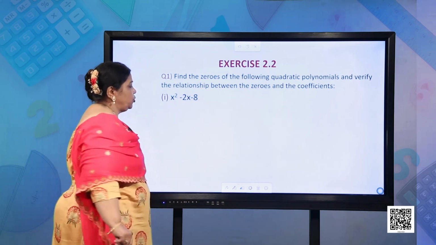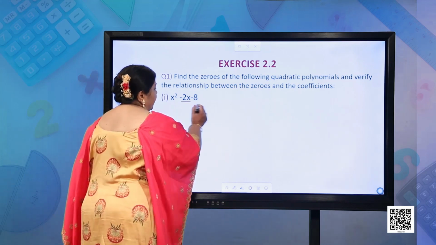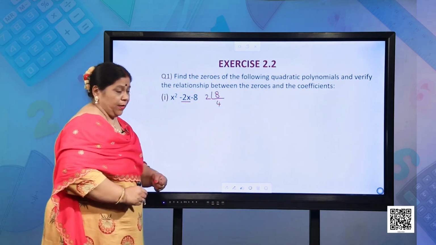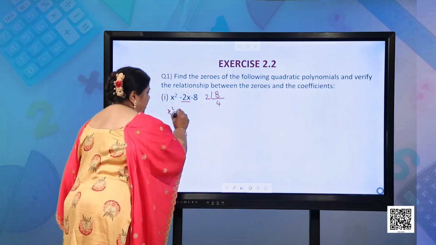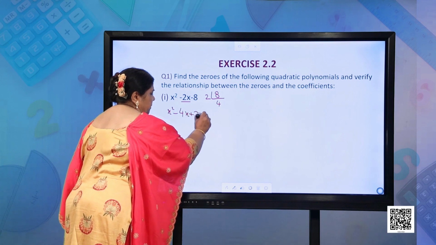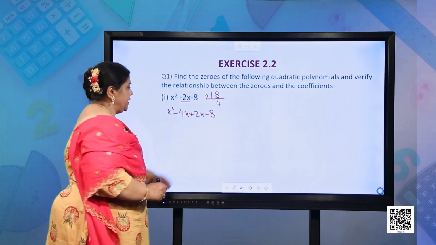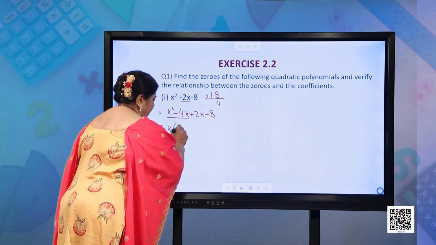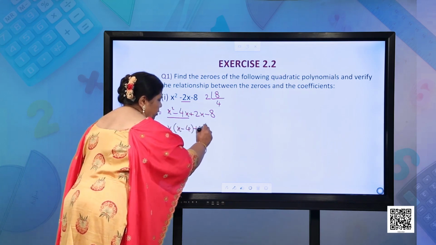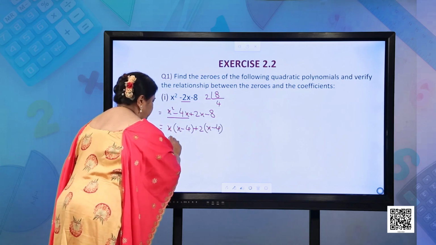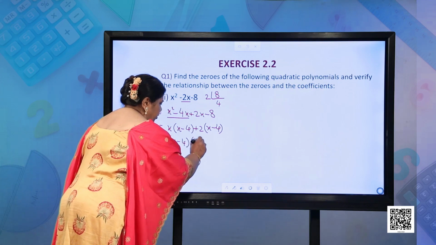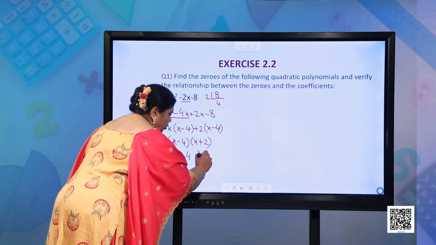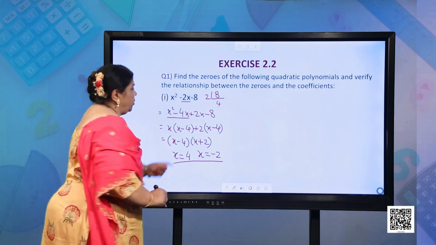So, our question is x square minus 2x minus 8. By splitting the middle term, I need to find factors of 8 in such a way that I get minus 2x. Here itself I am getting x square minus 4x plus 2x minus 8. Product should be minus 8 and sum should be minus 2. So, what are the common factors in these two terms? X. So, I get x minus 4, here 2 is common. So, x minus 4 gives me x minus 4 and x plus 2 as the factors. That says either x is equal to 4 or x is equal to minus 2. These are the zeros of the quadratic polynomial.